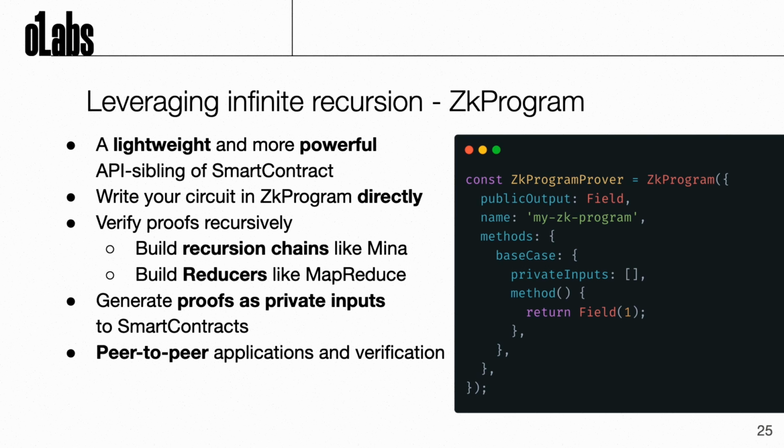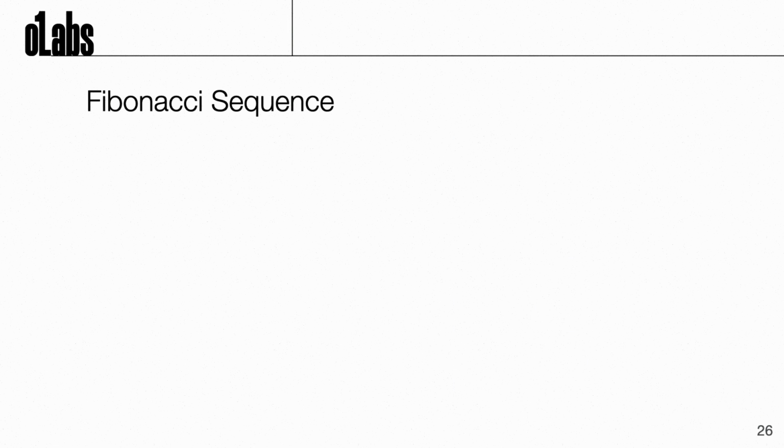And these proofs that you generate using the ZK program can also become private input to smart contracts, which is very powerful. And yeah, I mentioned it earlier, this is a very powerful tool if you want to build peer-to-peer applications in your browser, or also in combination with smart contracts.